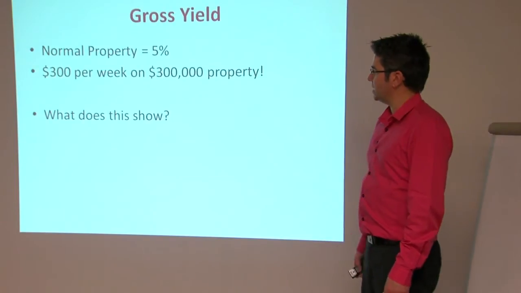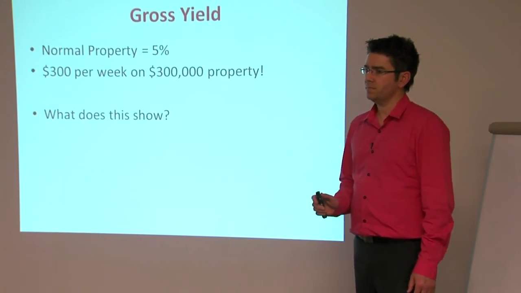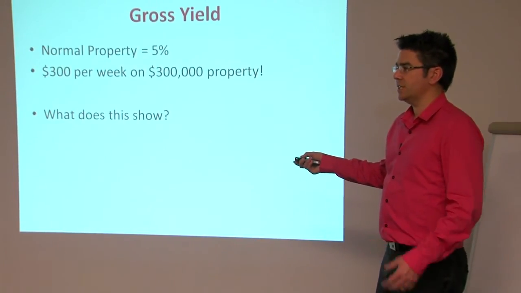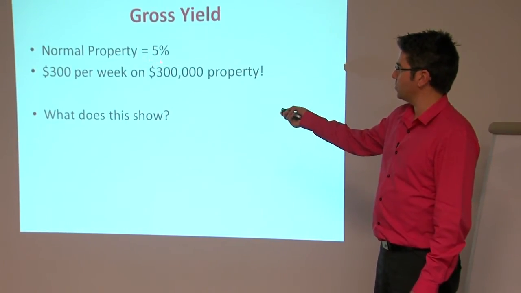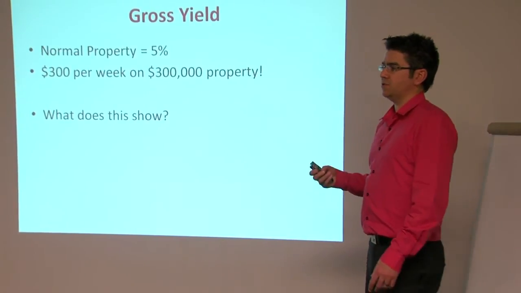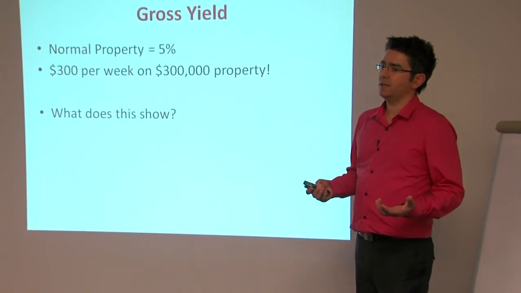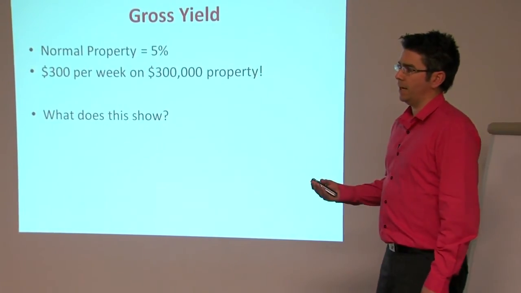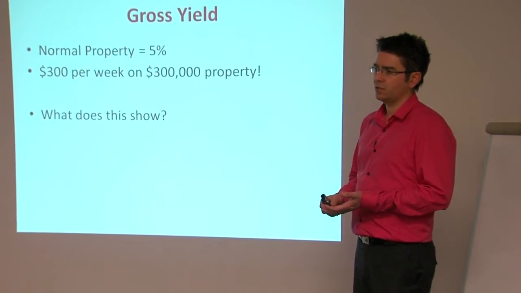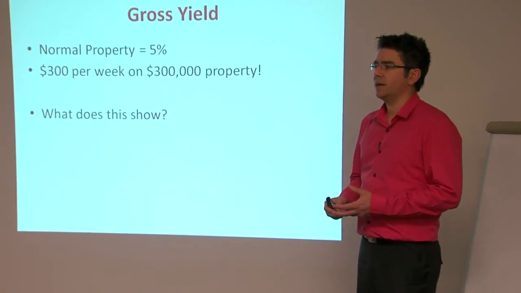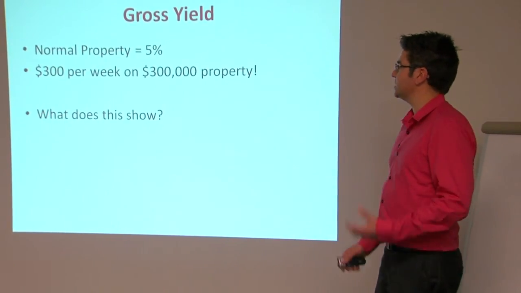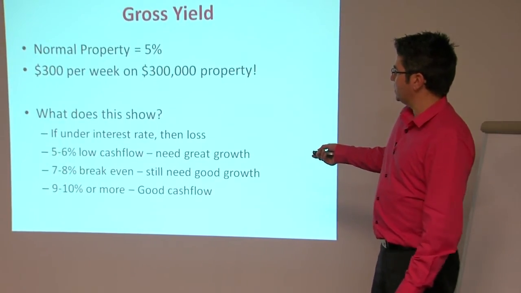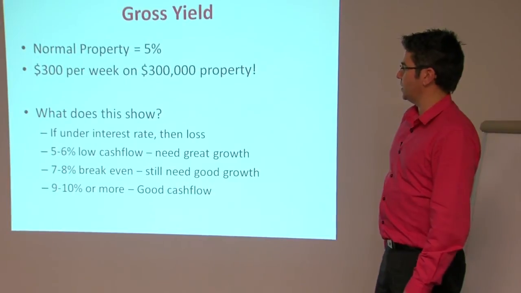So the first thing we look at is what does this show? At the moment we're paying maybe 5.5% interest. If you're only getting a gross yield of 5%, that means straight away that the rent is not even going to pay the interest. So that means it's a negative property, and it means that you're going to have to put in money to pay the extra interest. You're also going to have to put in money to pay rates, insurance, all the other expenses that come up. So with this being under the interest rate, it means you've got a loss straight away.